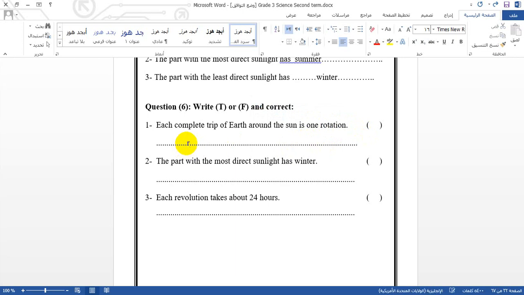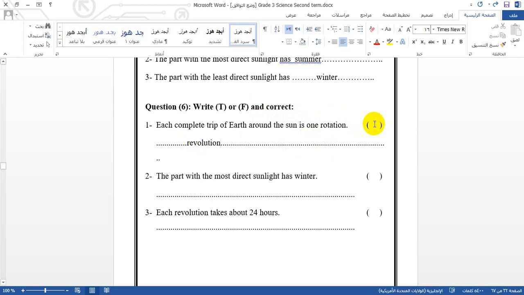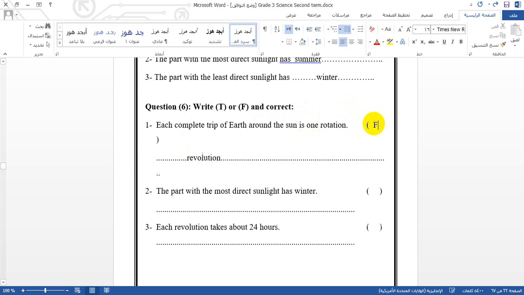Revolution. We should write revolution here. Okay, then right here false. Okay, next one. The part with the most direct sunlight has winter. Is it true or false, guys? So the part with the most direct sunlight has winter is false.